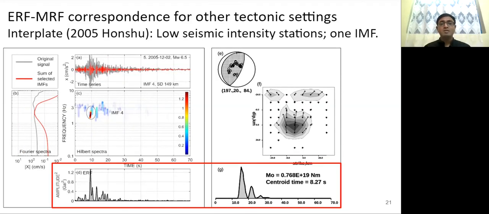The results for the 2005 Honshu interplate earthquake highlight two crucial points. First, the ERF-MRF match is obtained even though the estimated seismic intensity at the station location was 3. Secondly, the ERF was generated using only IMF4 with its peak energy around 2 Hz. This result shows the robustness of our technique.